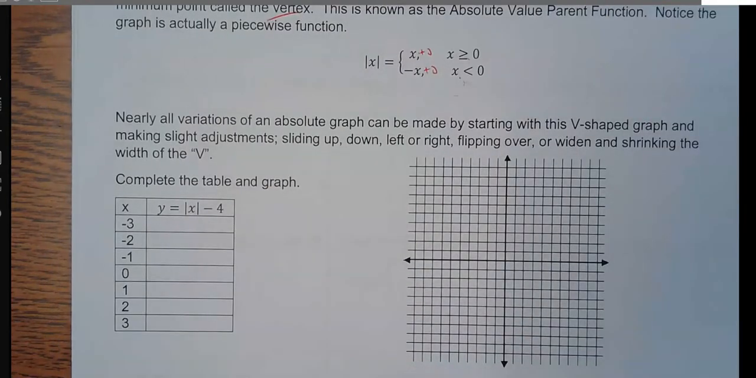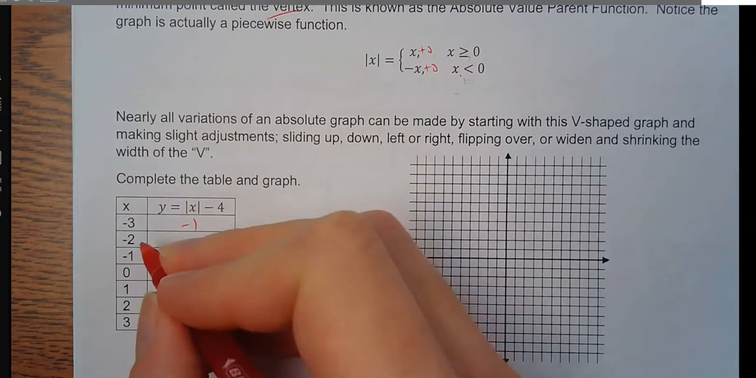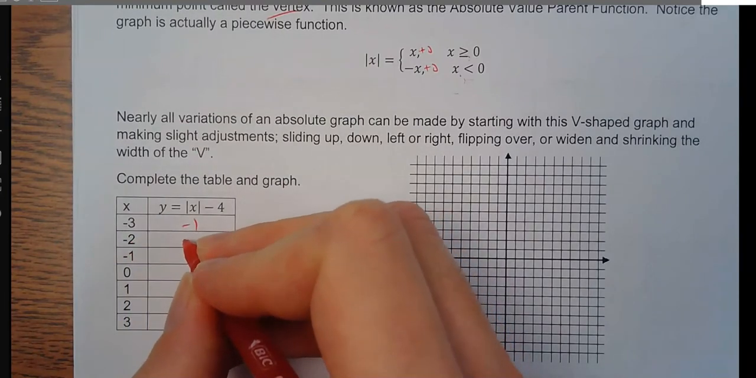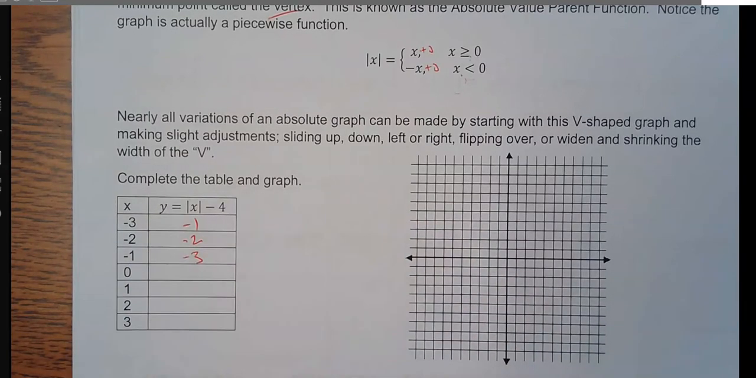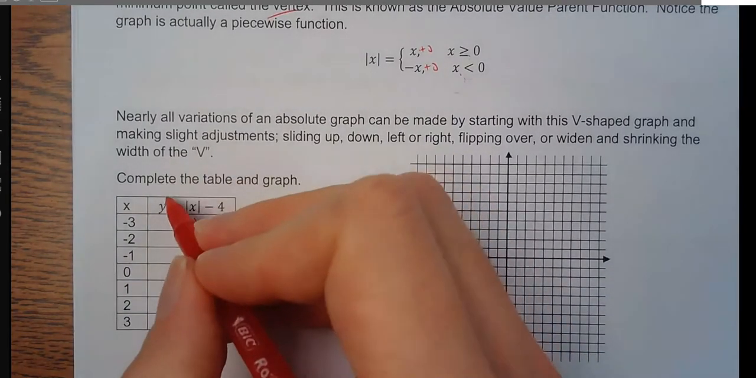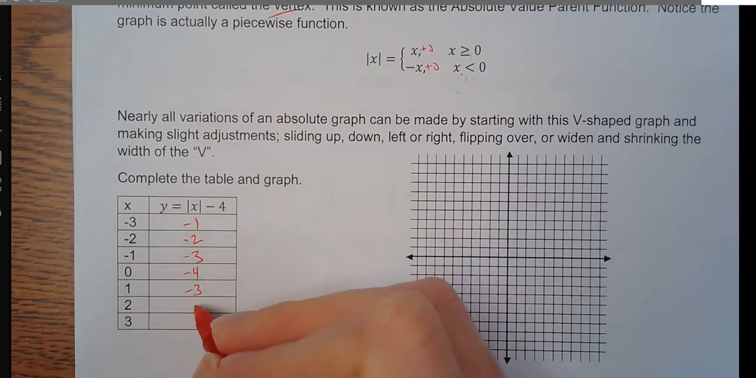Okay, so if I plug in -3, the absolute value of -3 is 3. 3 minus 4 is -1. If I plug in a -2, I get a -2. If I plug in a -1, -3. 0, 0 minus 4 is -4. 1 would be -3. Now we're coming back up.